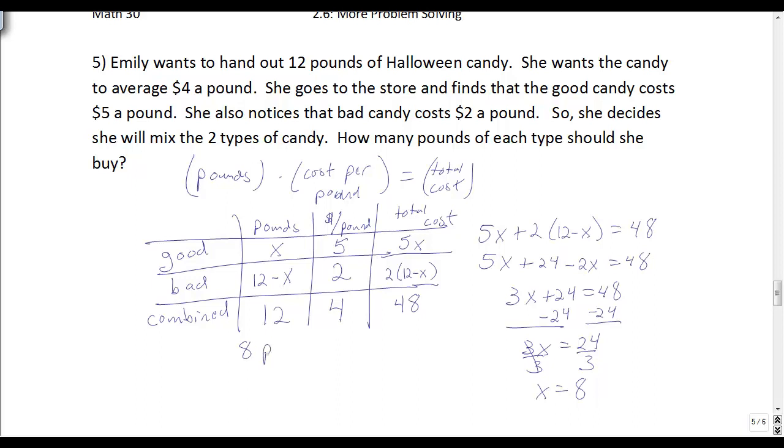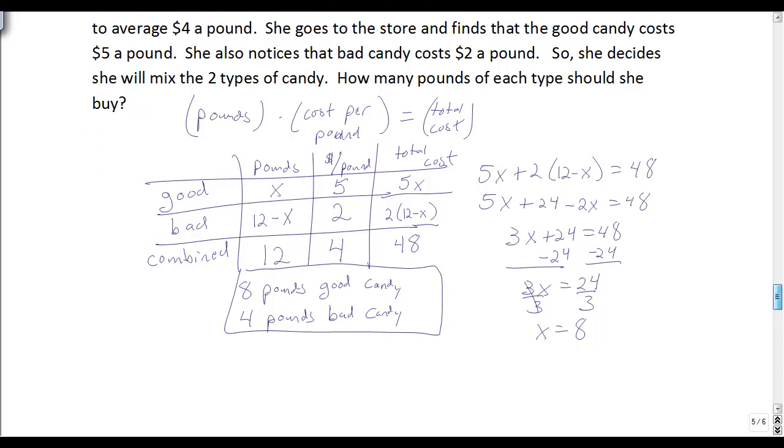So we have 8 pounds of the good candy, and 12 minus 8 is 4 pounds of whatever the bad candy is. Probably, I don't know if I've ever seen candy I'd really call bad, but that's what we're calling it.